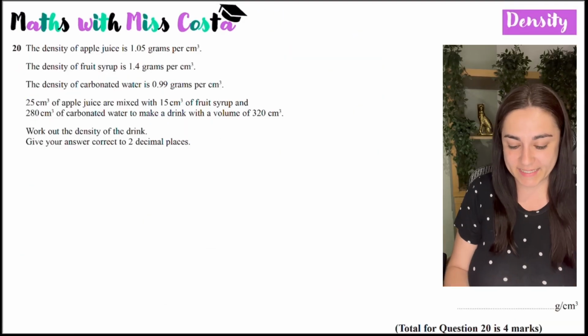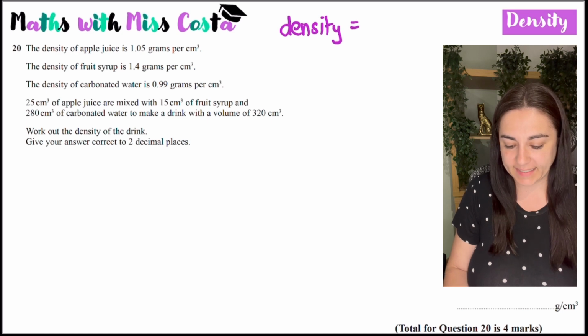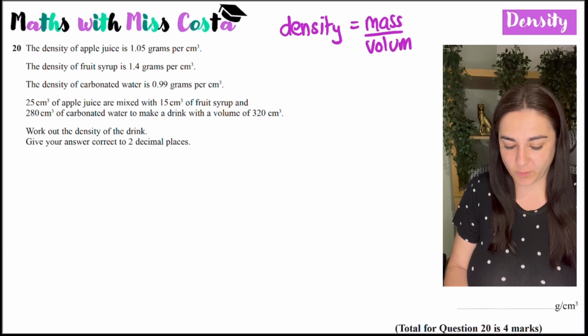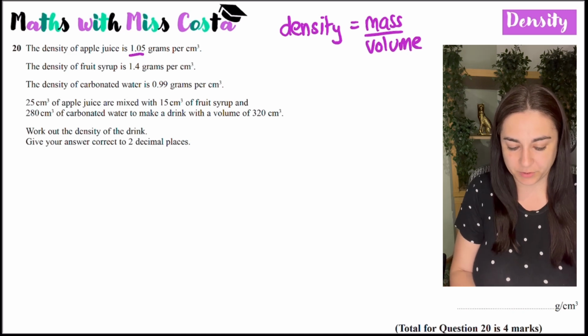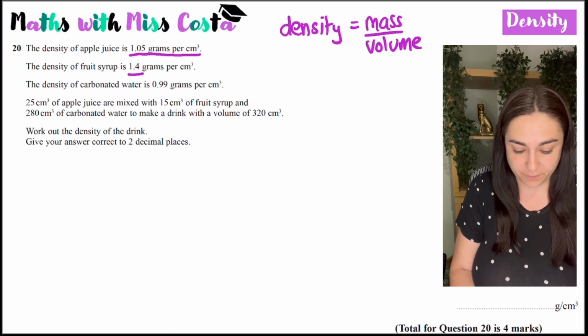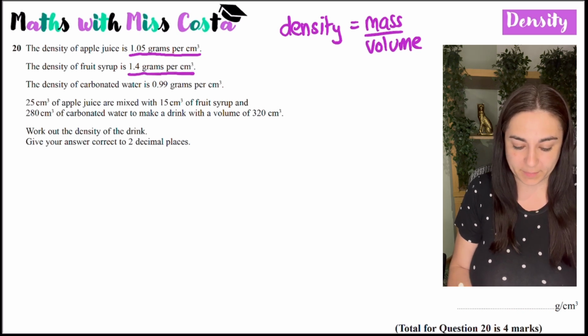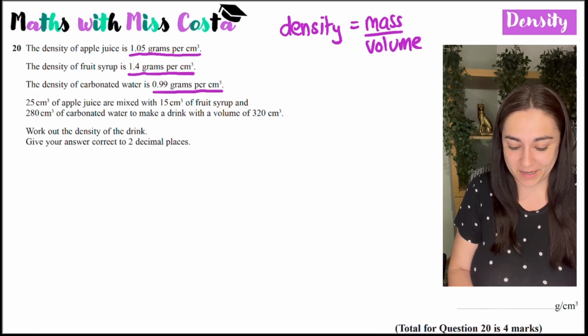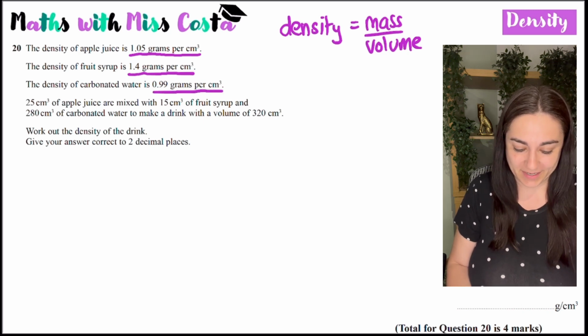Okay, so here I've got a density question. So it's always helpful to just write out the formula. And density is mass over volume. So let's read the question. It says the density of apple juice is 1.05 grams per centimetre cubed. The density of fruit syrup is 1.4 grams per centimetre cubed. The density of carbonated water is 0.99 grams per centimetre cubed.